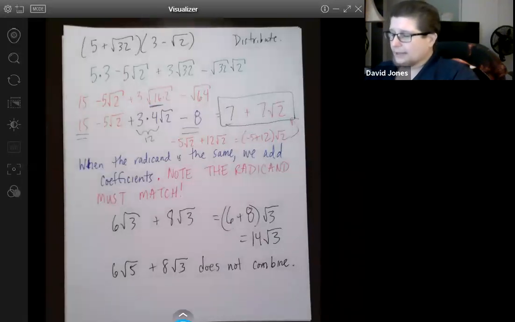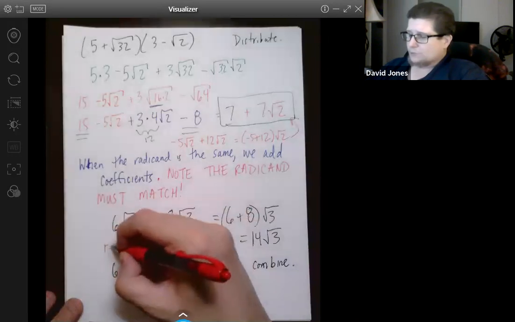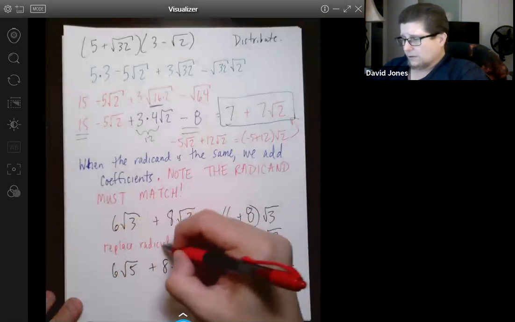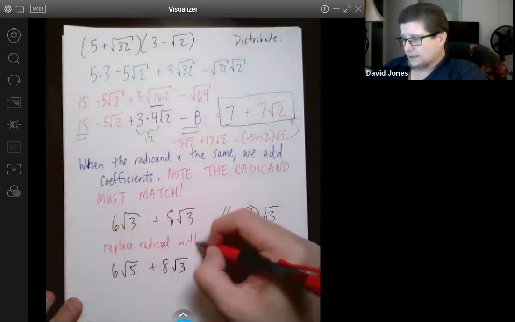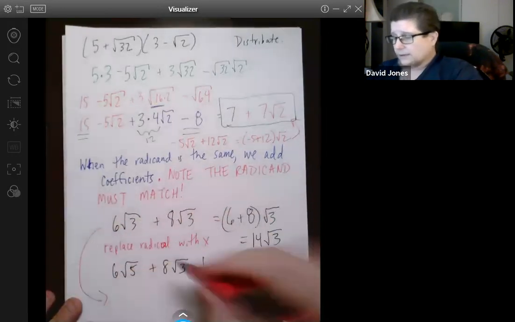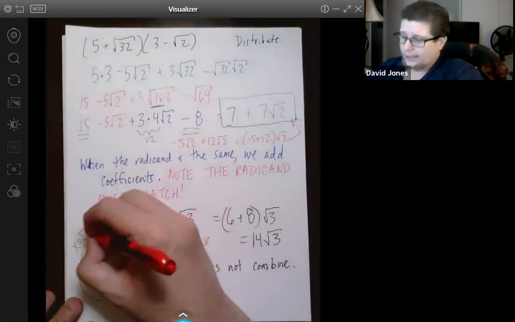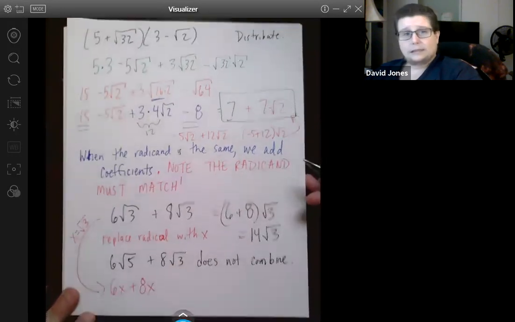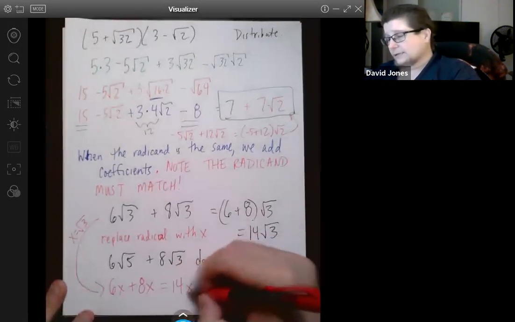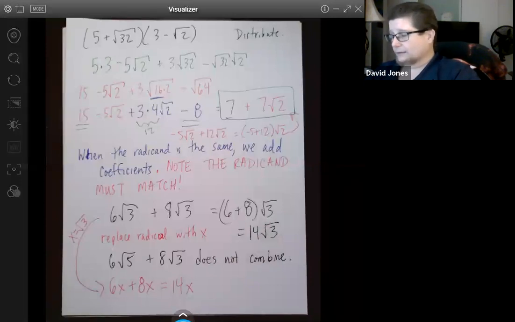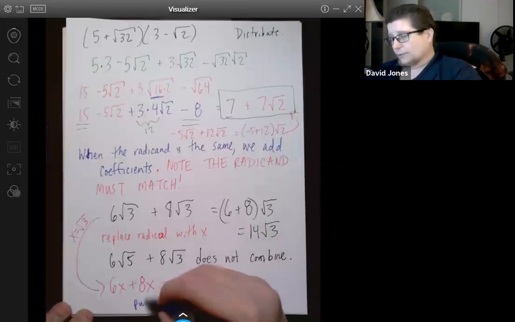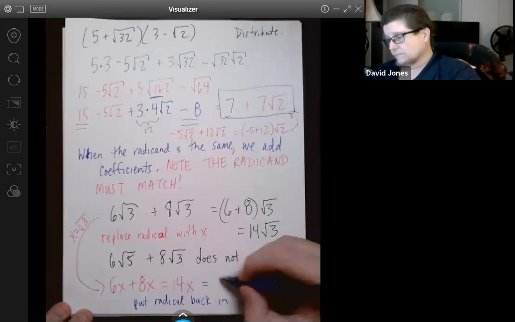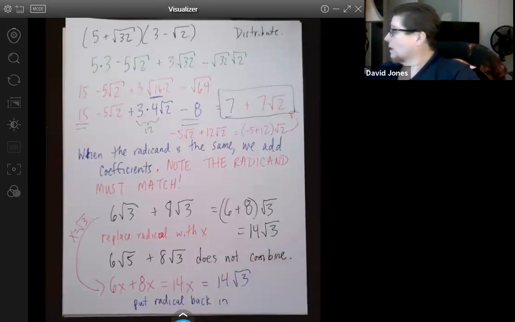If it helps you see it, replace the radical with a variable, like x. I'm going to let x equal square root of 3. This is like 6x plus 8x now. Well, that's 14x. And now I'll put the radical back in. Okay.